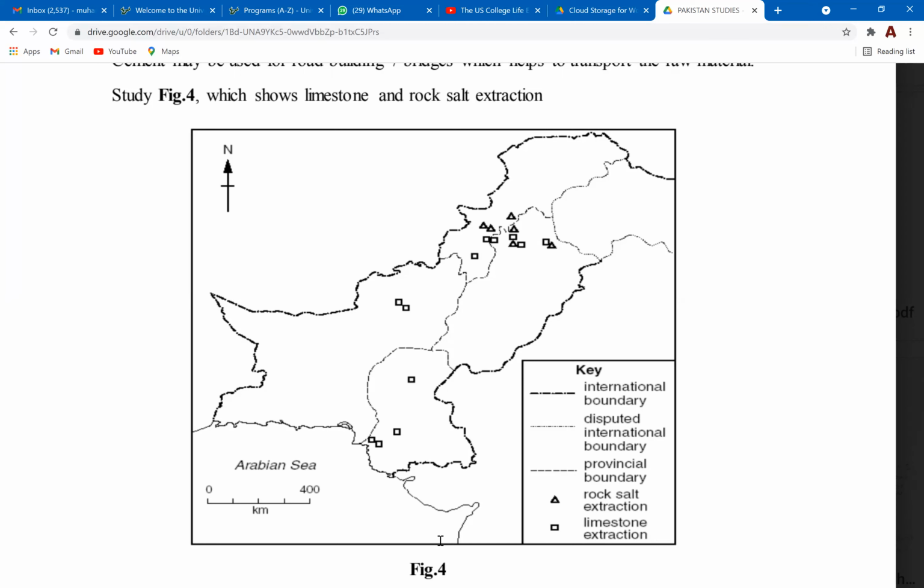So it is more spread out as compared to the rock salt. All right, that's one point. And can you maybe justify the statement that it's more spread out? You can find it in Sindh, Balochistan, and near KPK, and a little bit in Punjab. Okay, yeah. Anybody else?